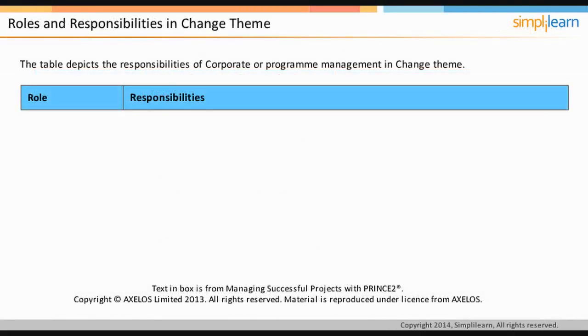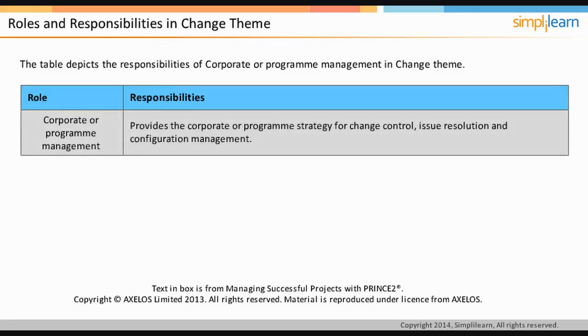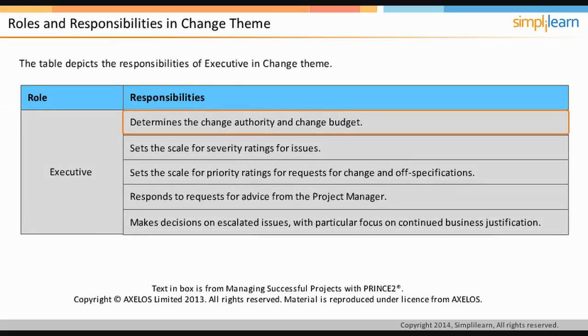The table on the screen depicts the responsibilities of corporate or program management in the Change theme. The corporate or program management provides corporate or program strategy for change control, issue resolution, and configuration management. The executive should determine the change authority. The executive also needs to set the scale for severity ratings for issues and for priority ratings for requests for change and off specifications. The executive responds to requests for advice from the project manager and needs to take decisions on the escalated issues and needs to focus on the continued business justification.